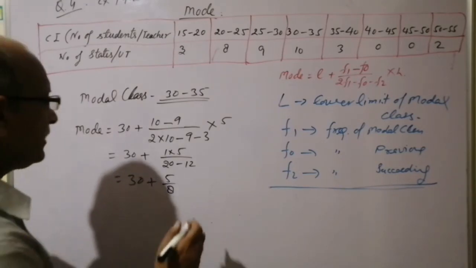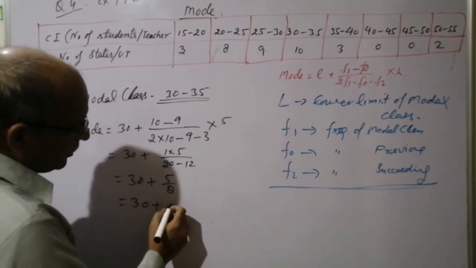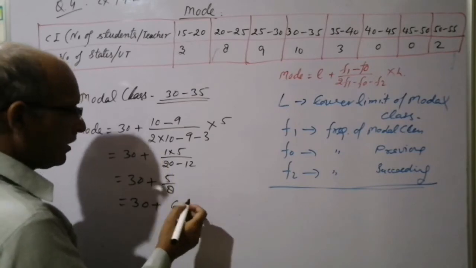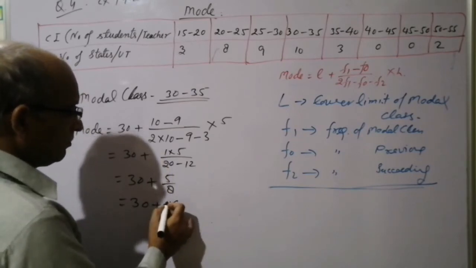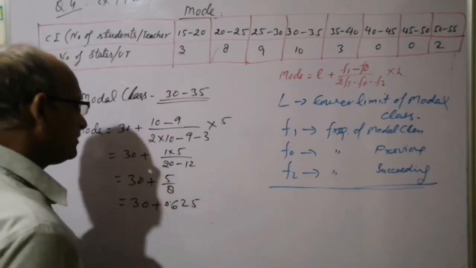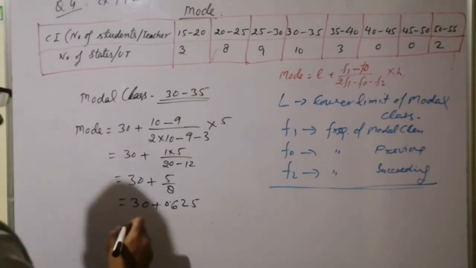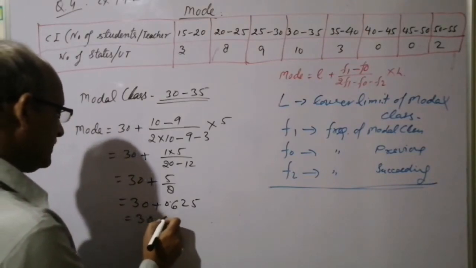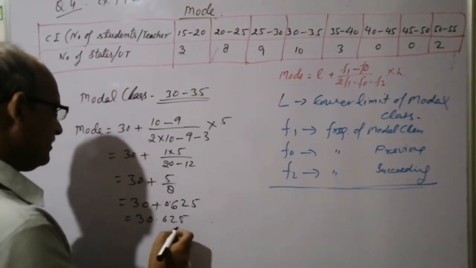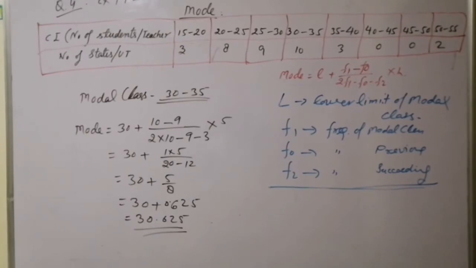Okay, now what shall we get? We'll get 30 plus 5 divided by 8. 8 sixes are 48, remains 2. 20, 8 twos are 16, 8 fives are 40. So 30.625 is your answer. 30.625. You can approximate it, but that is all for this question. I hope it is understood by you all. Let's take the next question.